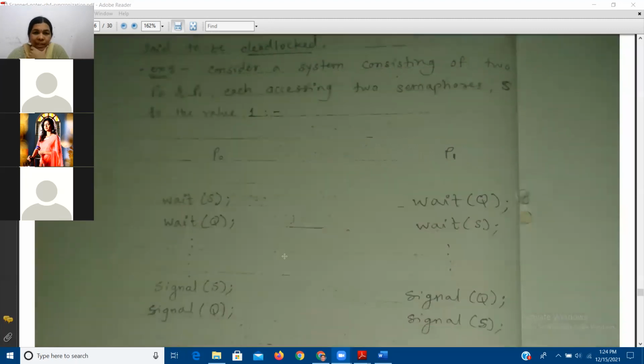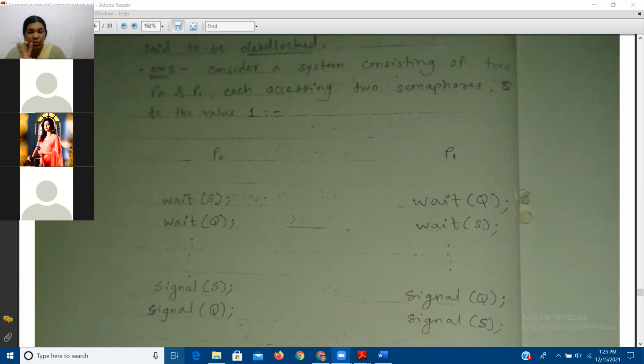Okay, so what happens? P0 and P1 are there. Two resources are there, and these two resources are common resources. Assume that P0 and P1 exist and there are two resources, R1 and R2. Suppose for R1 the semaphore variable used is S and for R2 the semaphore variable used is Q. Okay, so assume that P0 has locked R2 and P1 has locked R1.